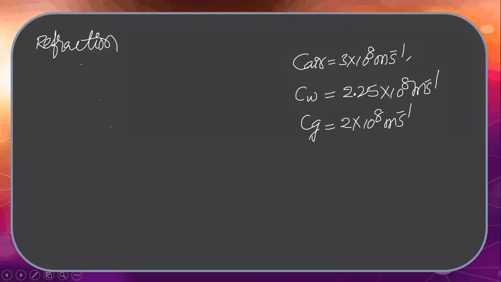Now, where the speed of light is more, it is called the rarer medium. If the speed of light is more, the medium is called the rarer medium when compared with this one and this one. So air is optically rarer than water and glass, and glass is optically denser than air and water. Then refraction takes place when the light ray travels from one transparent medium to another transparent medium.